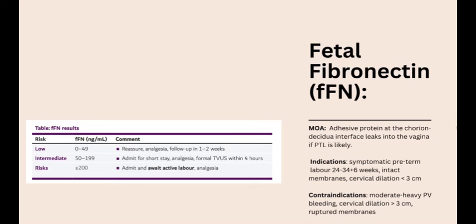So if the FFN is quite low, then it's unlikely that they need to be admitted. And you can see here low numbers versus higher numbers. And it's also important to remember that you shouldn't do a fetal fibronectin on a patient that has heavy PV bleeding, is already dilated beyond 3 centimeters, as that's probably evidence they're already starting labor, or has ruptured membranes.